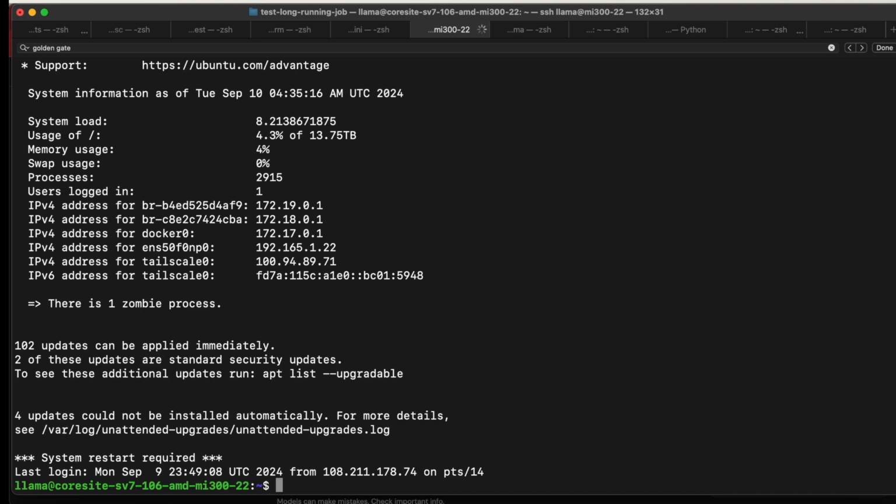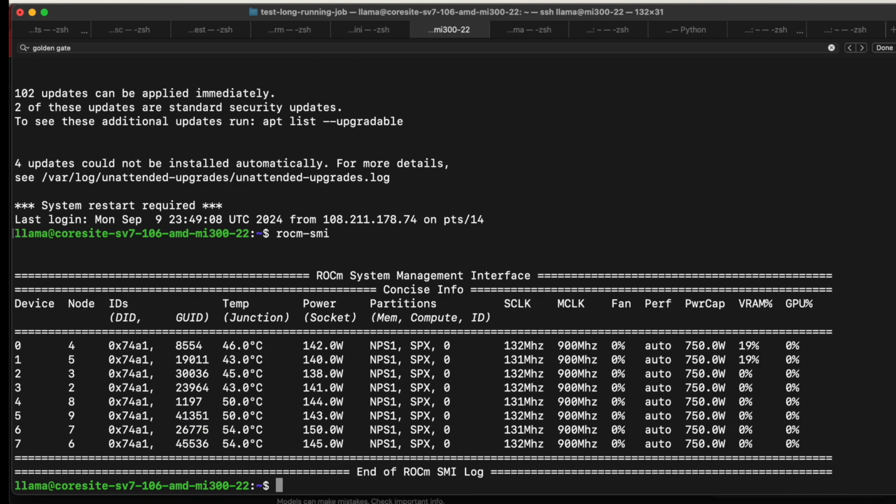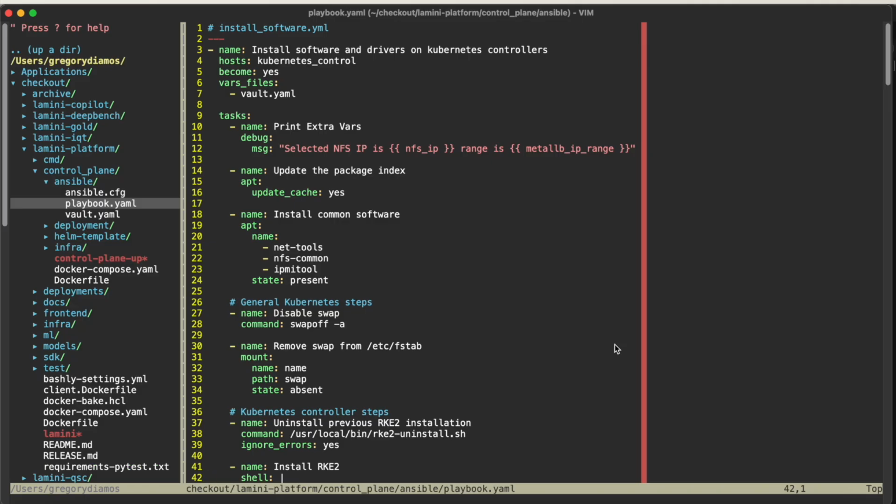Okay, we logged in. So let's look at the GPUs. So we have 8 MI300 GPUs. When we're bringing up the node, we use this Ansible playbook to install all the dependencies that we need. It installs Kubernetes, and we use high-performance networking, which is provided by RoCE, which is RDMA over Converged Ethernet. And we also include the GPU drivers and, in this case, the AMD GPU stack. On NVIDIA, we would use the NVIDIA GPU stack.